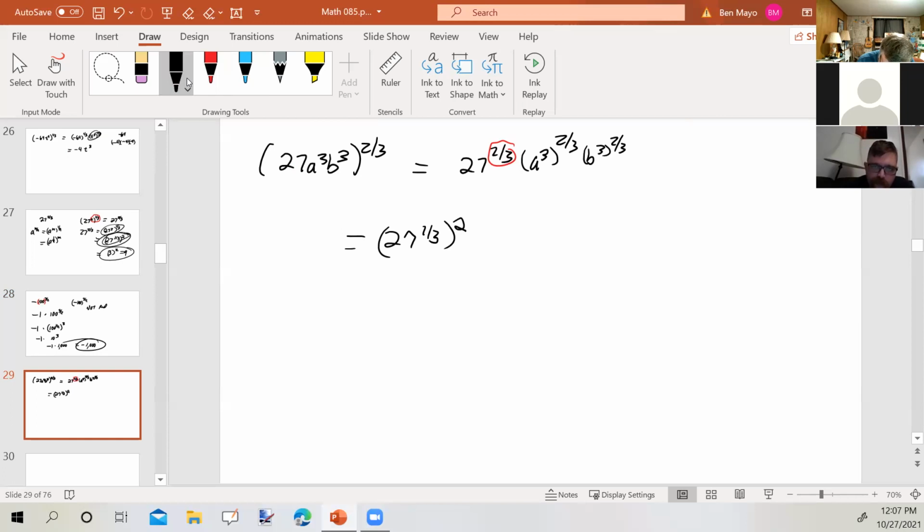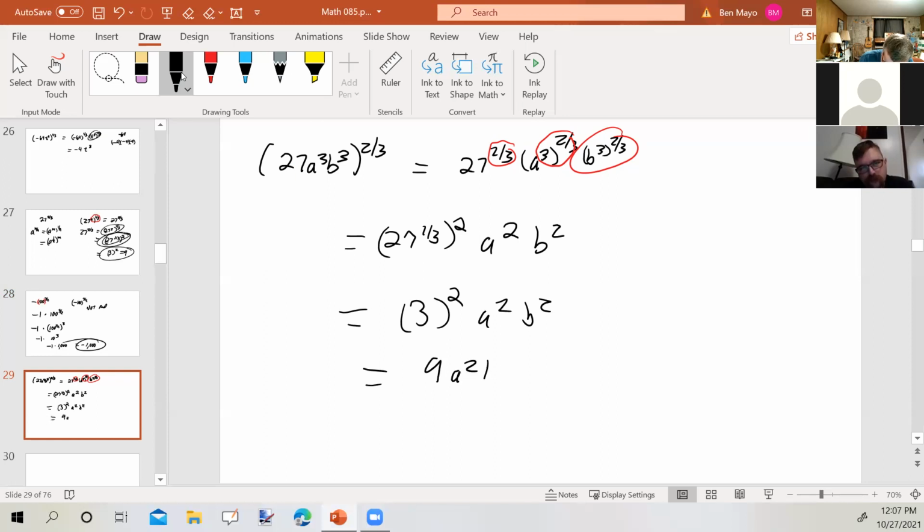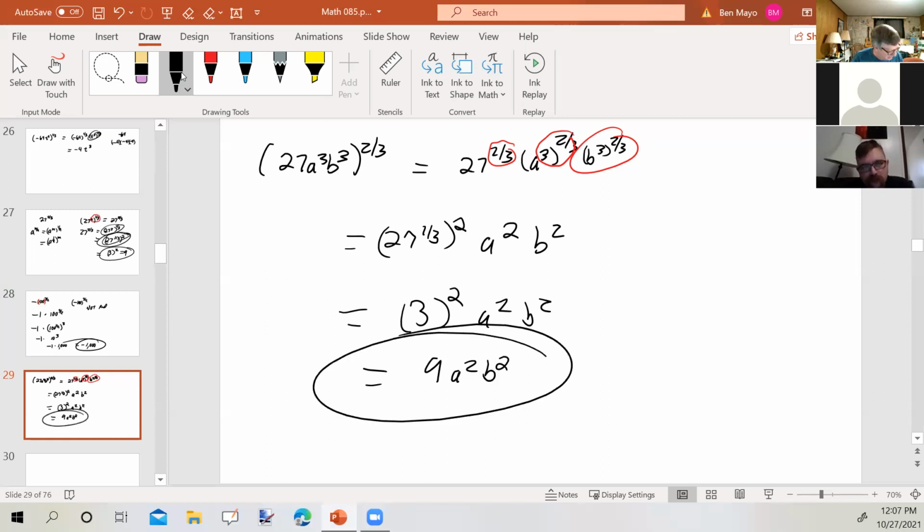And then let's see, a power raised to a power, you'd multiply the exponents. 3 times 2/3 would be 6/3 or 2. Power raised to a power, you'd multiply the exponents. 3 times 2/3 is 6/3 or 2. So I've got that. But 27 to the 1/3 power, the cube root of 27 is 3. But then that gets squared. So I've got 9a squared b squared. Okay.